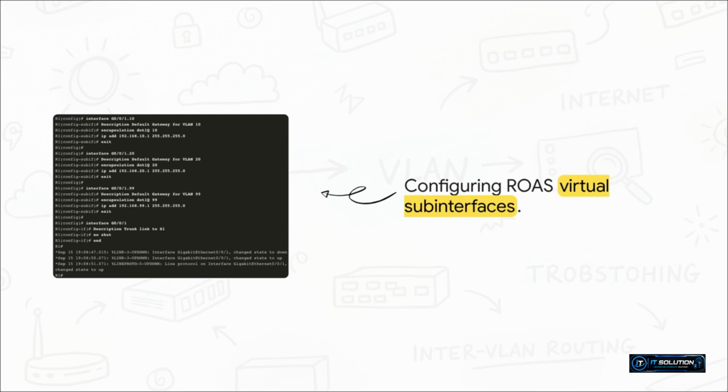Then, check out the very next line, encapsulation dot1Q 10. Guys, that is the absolutely crucial command. That tells the router, hey, expect and understand 802.1Q tags for VLAN 10 on this specific virtual interface. You slap an IP address on it, and boom, you've got yourself a default gateway for that VLAN.